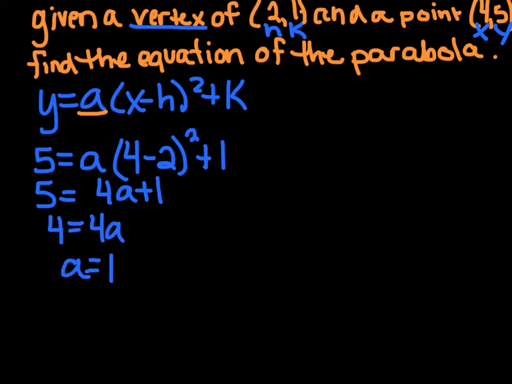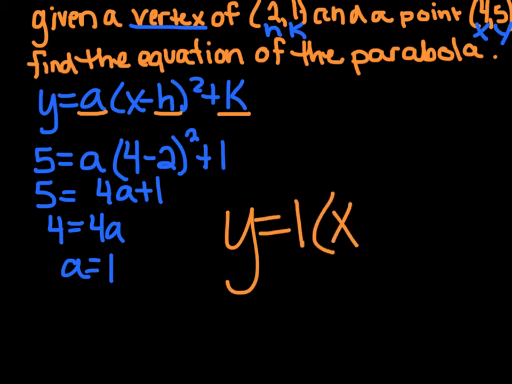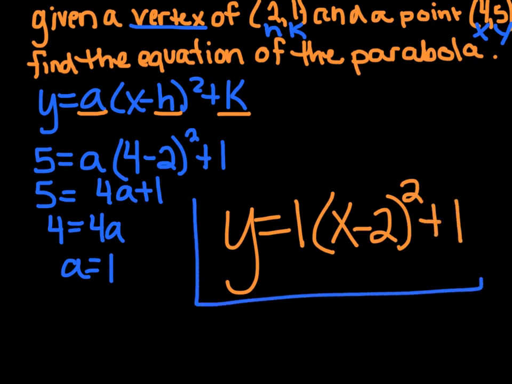So now I have all the pieces I need. I have a and h and k. And I can write the equation y equals 1 times (x minus 2) squared plus 1. So you keep the h and k in there. The y and x go back to being variables.